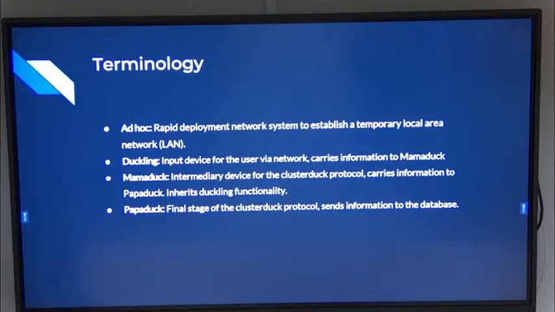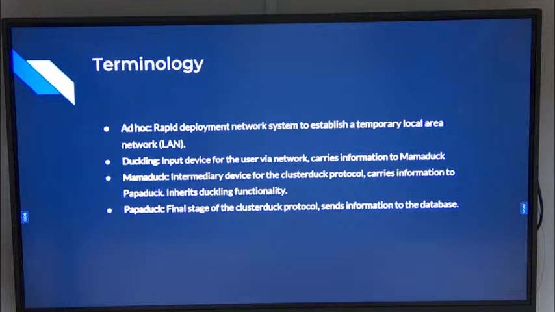Thank you, Omar. Before I head into the steps we're taking to complete the project, I would like to go over some of the terminology of the project. First, we have ad hoc, which is a rapid deployment network system to establish a quick temporary local area network. After that, we have the duckling. The duckling is basically a node for the network that will serve as the first contact with the user. This is the way that the user will get access to the web app and be able to send requests to the Red Cross.